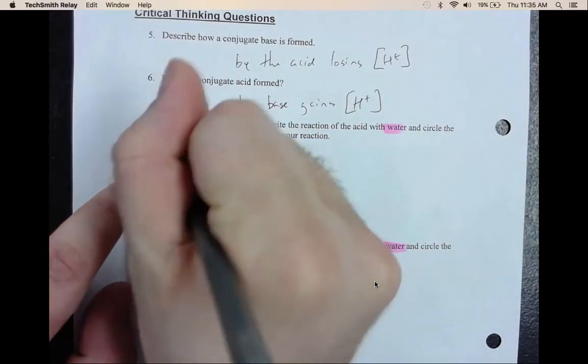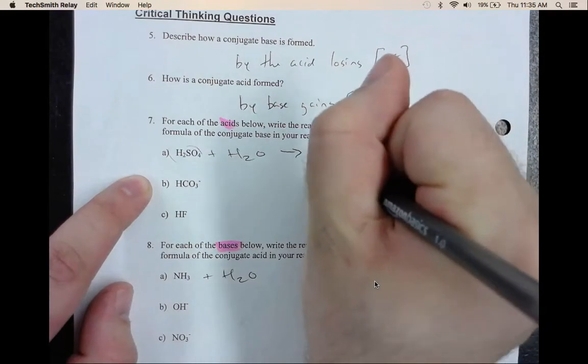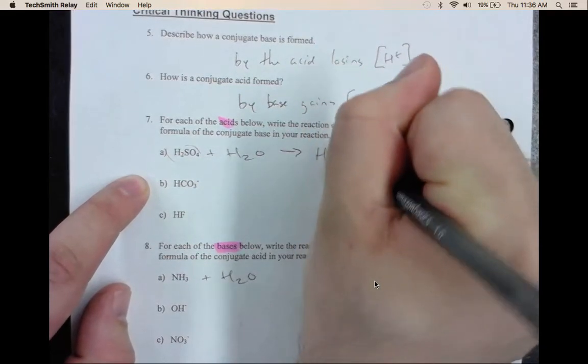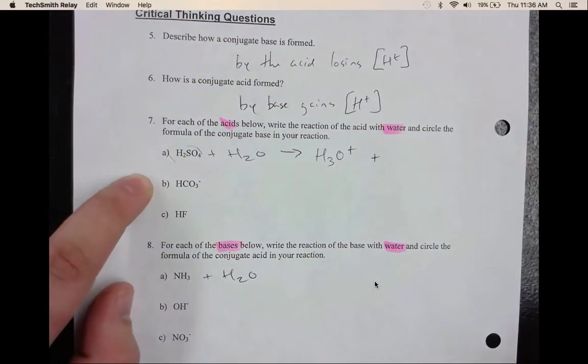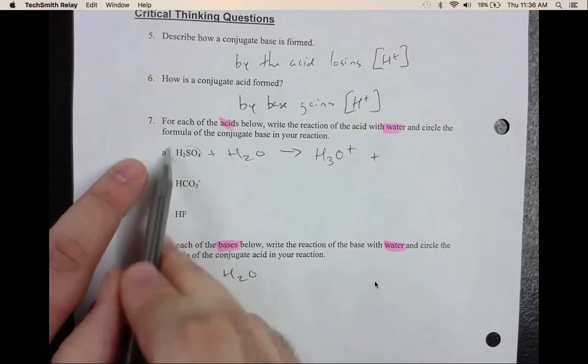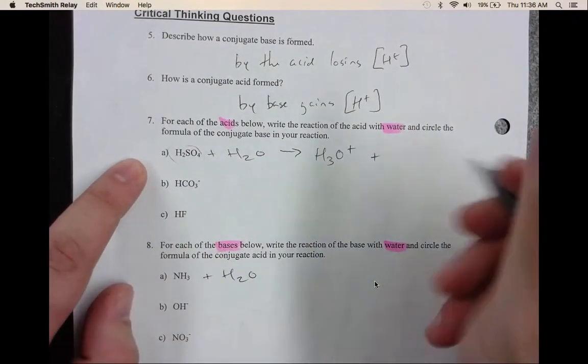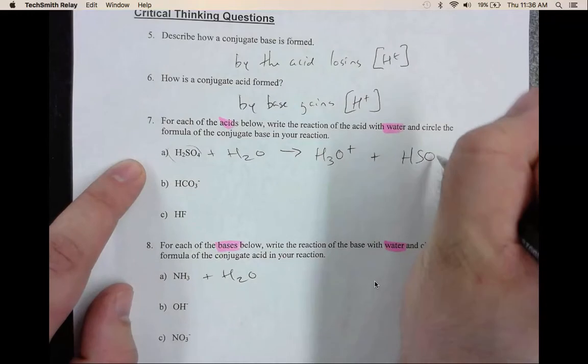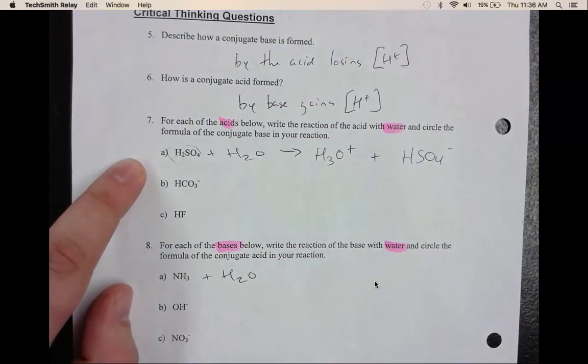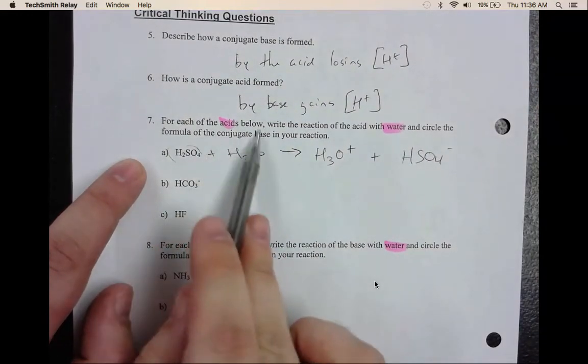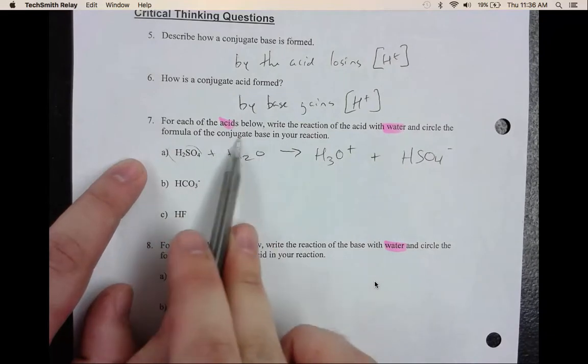So if it tells us this is an acid, water must be the base, so then that would form H3O plus, because remember, hydronium ions have a positive charge. And then if you're taking away a hydronium ion from the acid, sulfuric acid, it would become HSO4 with a negative charge. The last part of the question tells us to identify the conjugate base.